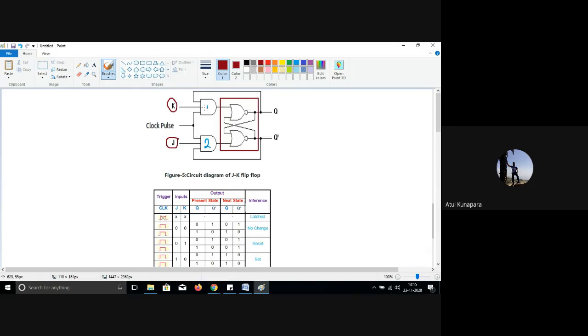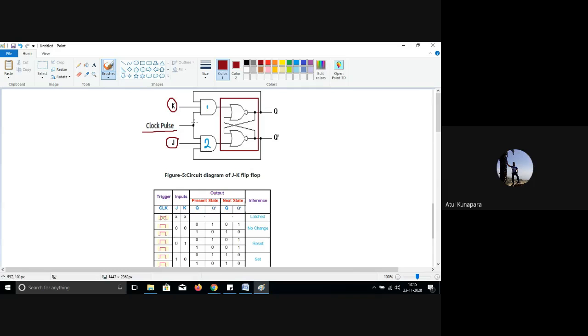But these AND gates 1 and 2 are getting input from the outputs. That output Q is connected at the input of AND gate number 1, and Q dash is connected at the input of AND gate number 2. Okay. The other inputs are clock pulse and J and K. J is for set condition, K is for reset condition.